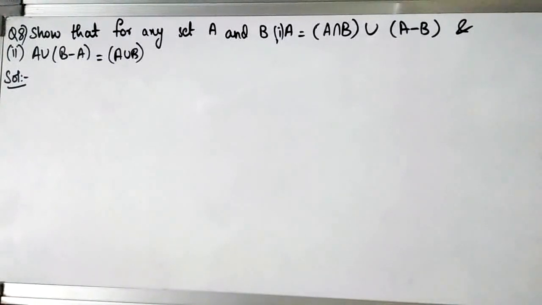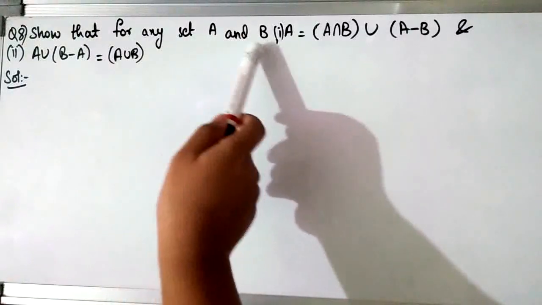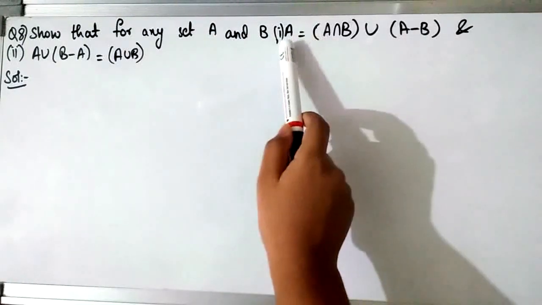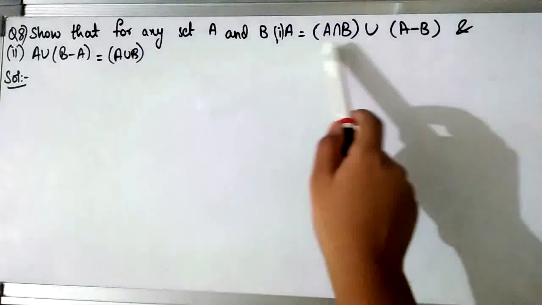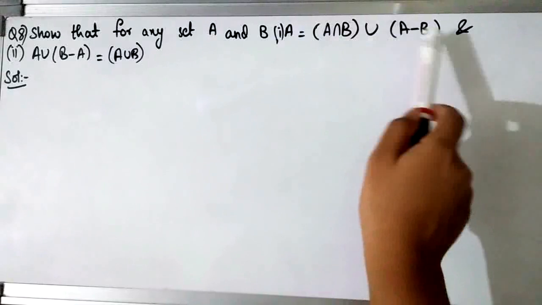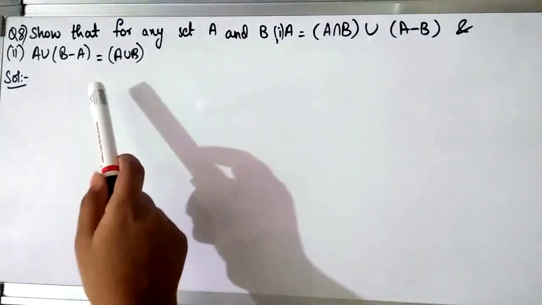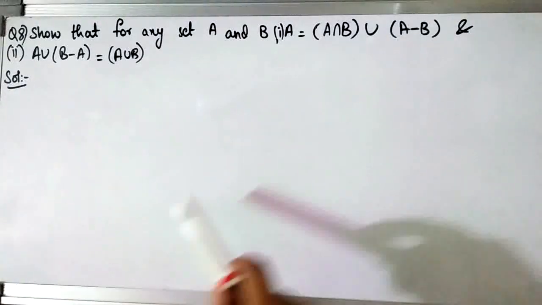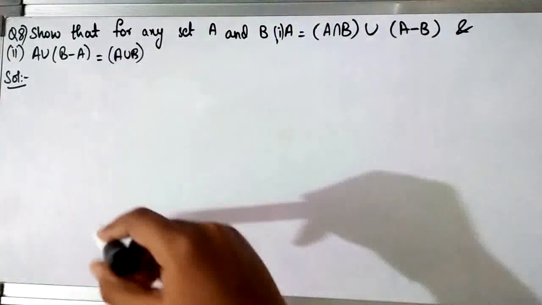Now let's see the 8th question. It says: show that for any sets A and B, we'll take this to be our first bit and second bit. In the first one they say that A is equal to A intersection B union A minus B, and in the second one they say A union B minus A is equal to B minus A. So we need to prove that this is correct for two sets A and B.